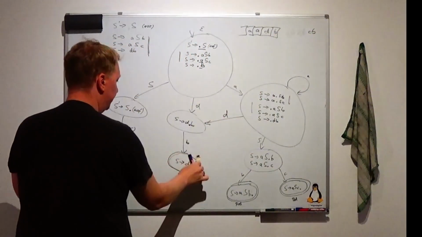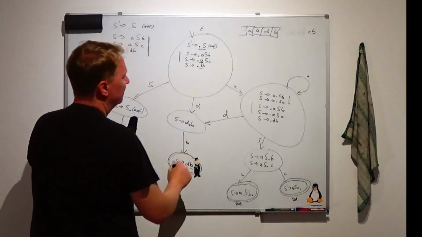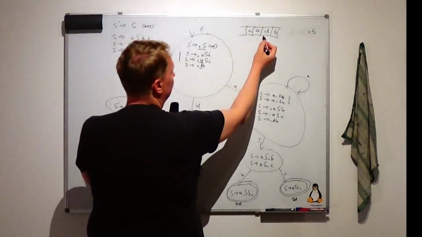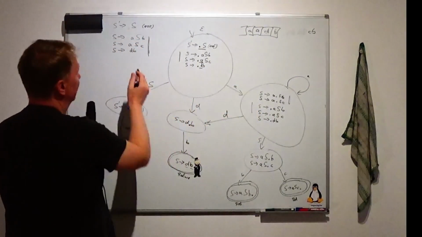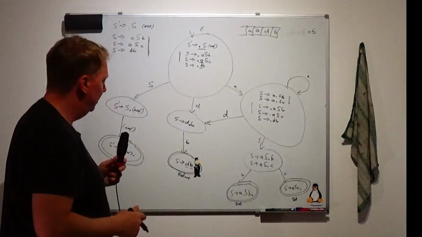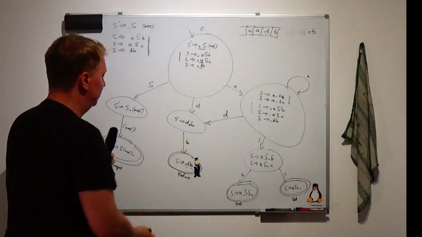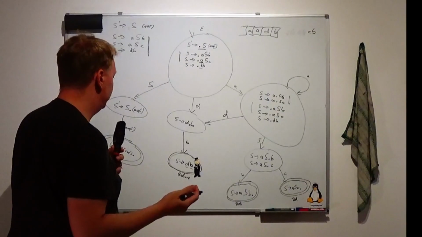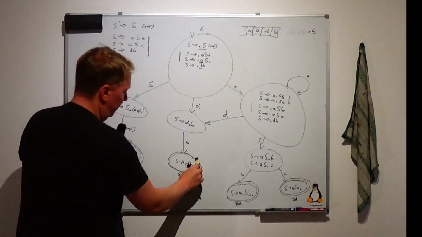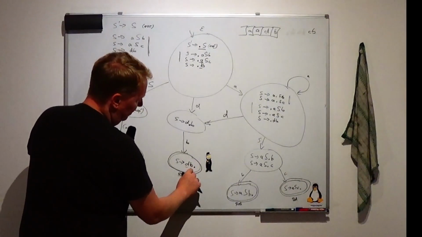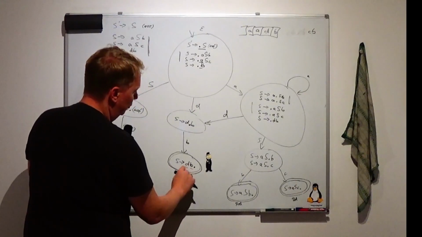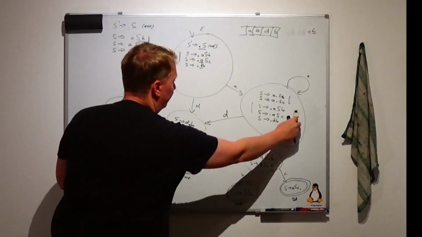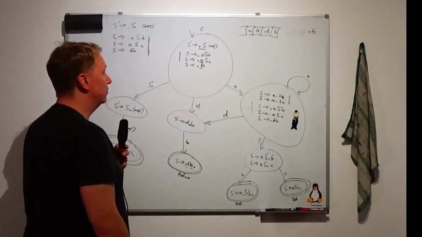But now I'm in a reduce state, and it's okay to be in a reduce state because DB is the right-hand side of this production. And this now tells us to reduce this. And how do we reduce? You need to look at the length of this production. We have two symbols here, so we go back 2 steps. 1, 2. This is where we were 2 steps ago.